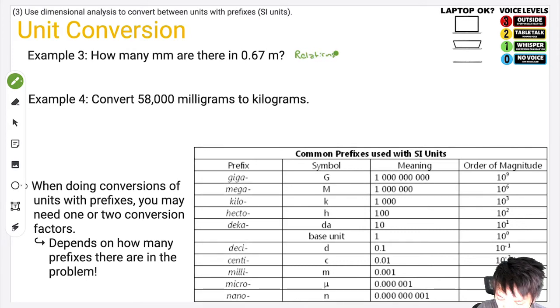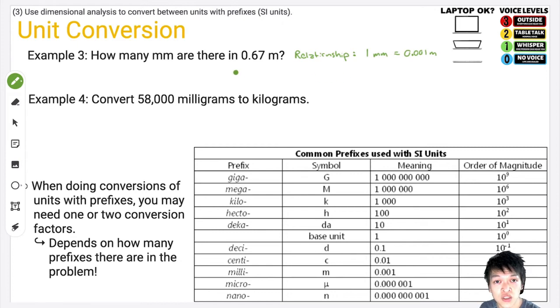And again, you only need 1 because the only prefix I see in this question is milli, right? Millimeters, milli. And if we're looking down here, milli is right here. What's the relationship between millimeters and meters? Well, let's see, 1 millimeter is equal to 0.001 meters. Got it? So I'm going to write that down. 1 millimeter is equal to 0.001 meters. Great. Now I can do the conversion.